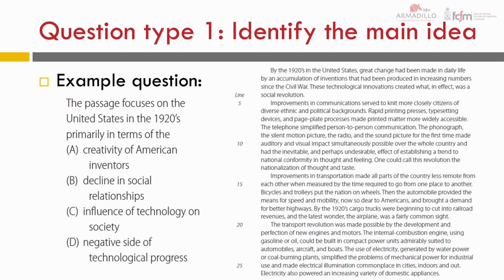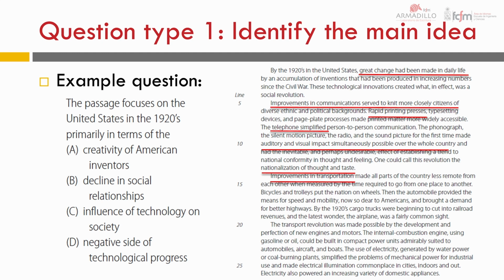Here is the full passage with 4 paragraphs. And so you can see that in the first paragraph, a key idea is great change had been made in daily life. In the second one, improvements in communications. You have examples, rapid printing presses, the telephone simplifying communication. So all different aspects of society and in a positive light. Yeah, positive improvements. In this case, auditory and visual impact, making possible communication in all the country, nationalization of thought and taste, etc., in all the paragraphs.